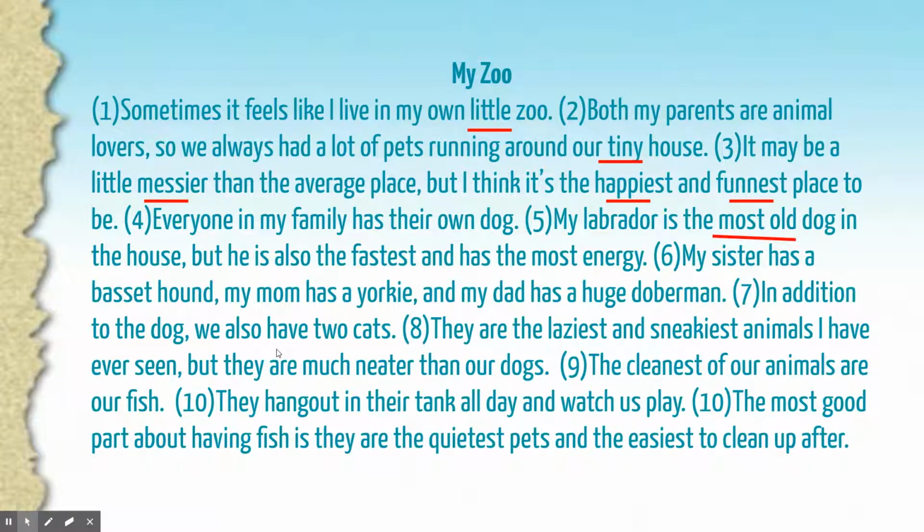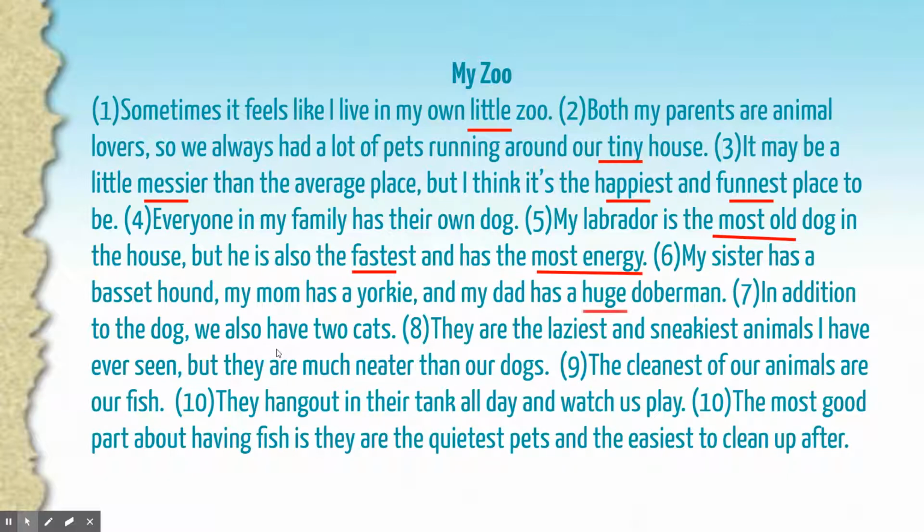You should have said that you're not going to say most old because old is a one-syllable word. You're going to say oldest. So my Labrador is the oldest dog in the house. You also should have said fastest. He is also the fastest and has the most energy. So we're going to have most energy as well.